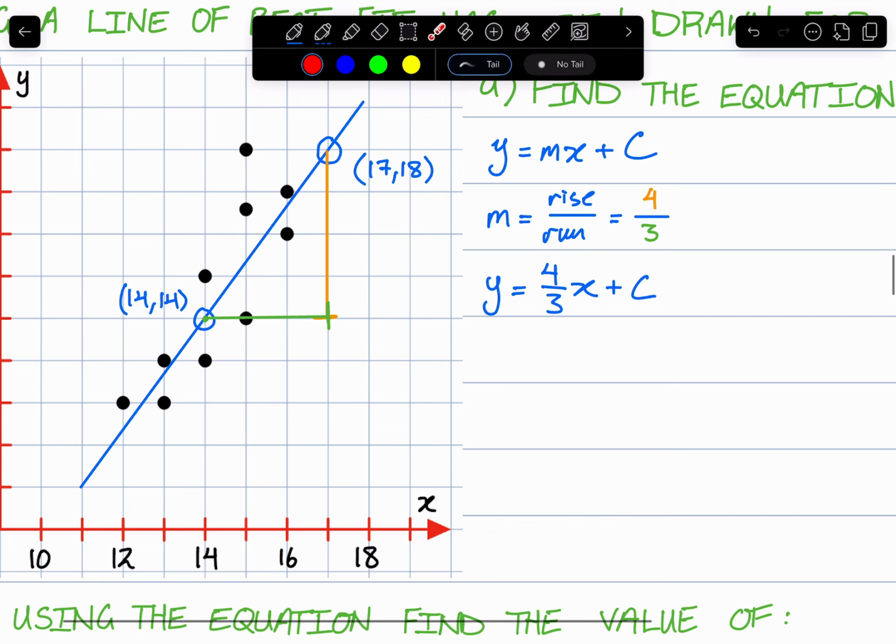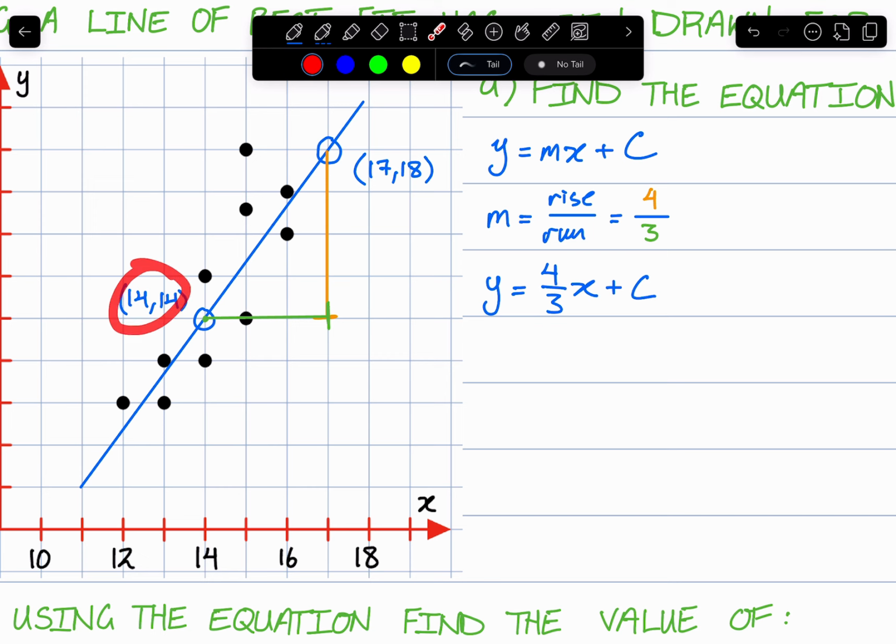Now that we have this, we can choose any 2 of these points. It doesn't matter which one. I'll choose the smaller number here, in this case, 14, 14. You can choose this one as well, and you will definitely get the same answer for c.